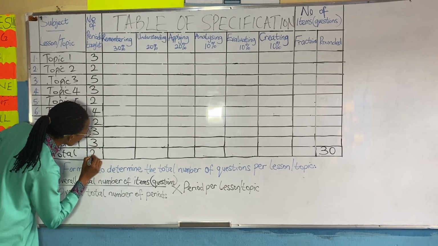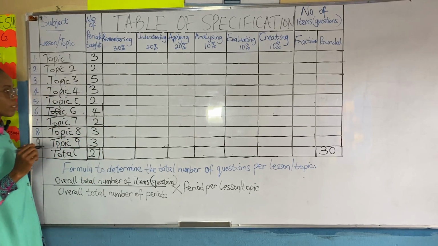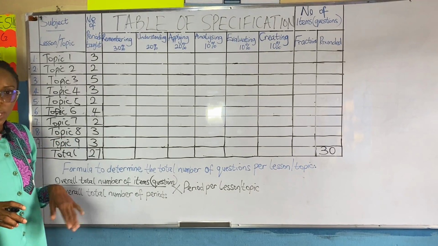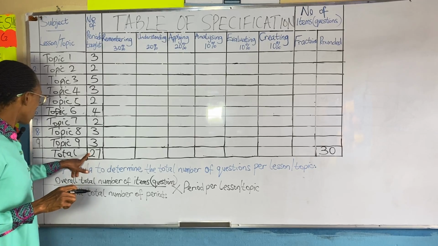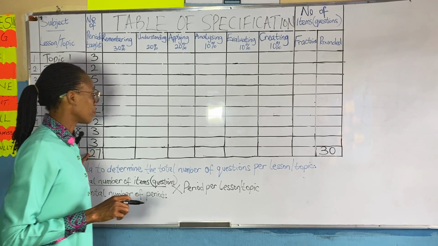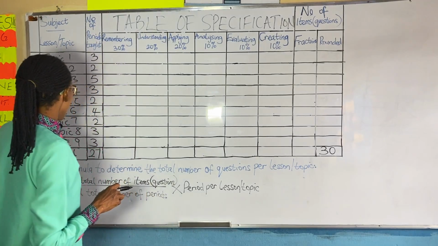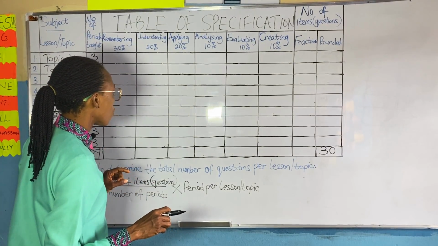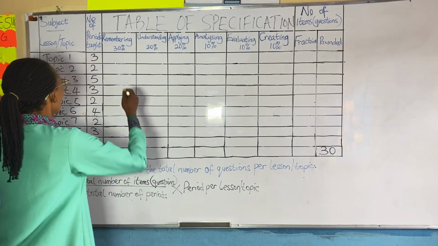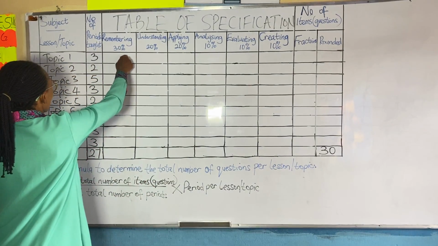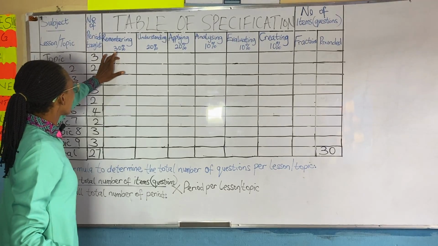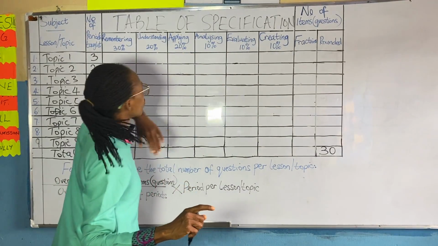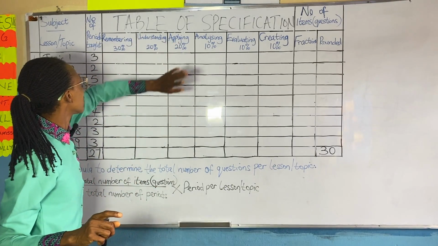So this gives us 27. Are we together? Now we have 27 total number of periods, 27. For you to determine the total number of questions you are to have to set for each. Okay, before I go ahead of myself, let me explain this quickly.